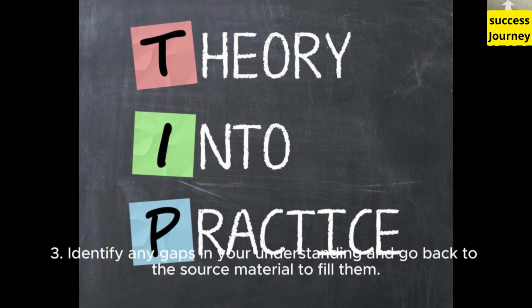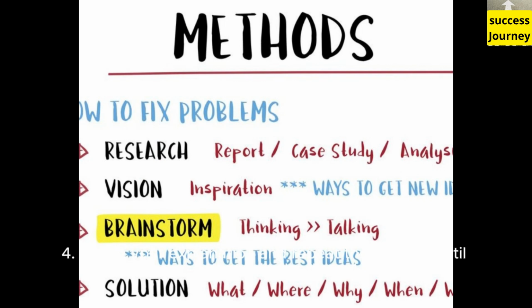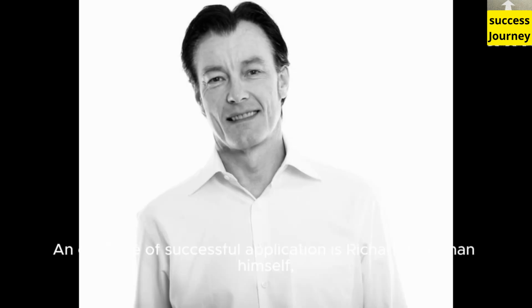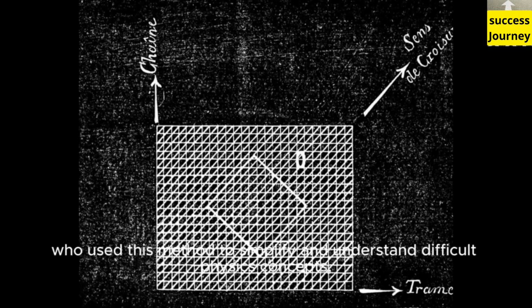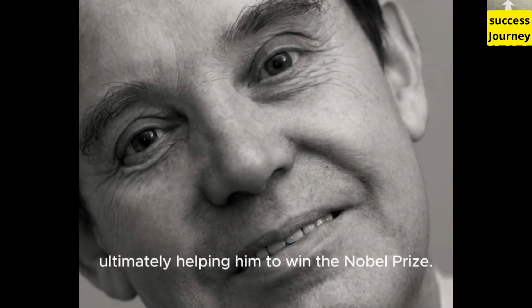2. Explain the topic in simple terms as if teaching someone else. 3. Identify any gaps in your understanding and go back to the source material to fill them. 4. Refine your explanation and repeat the process until you can teach the topic clearly and concisely. An example of successful application is Richard Feynman himself, who used this method to simplify and understand difficult physics concepts, ultimately helping him to win the Nobel Prize.